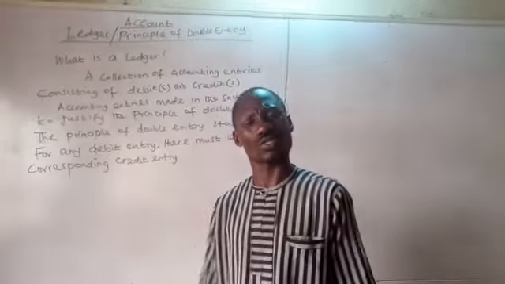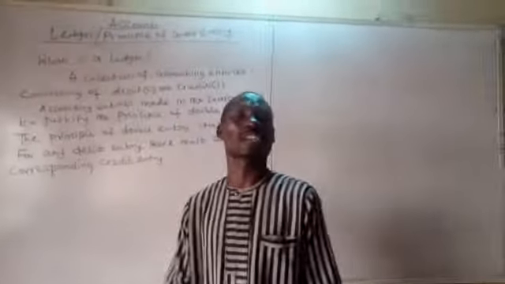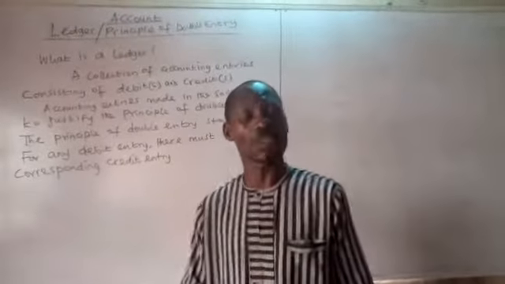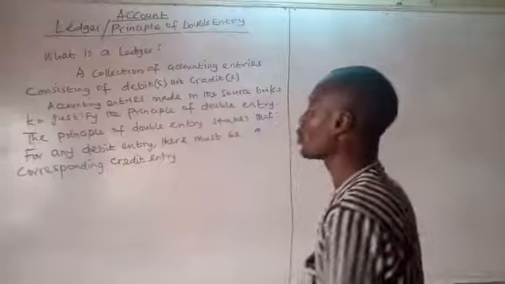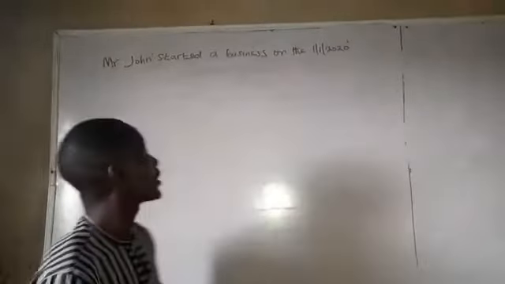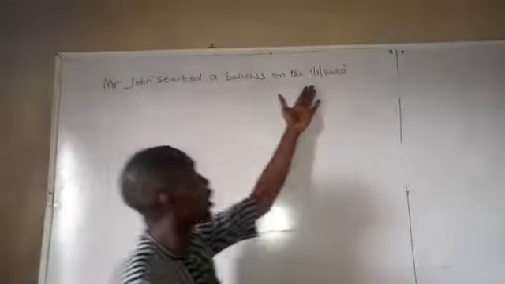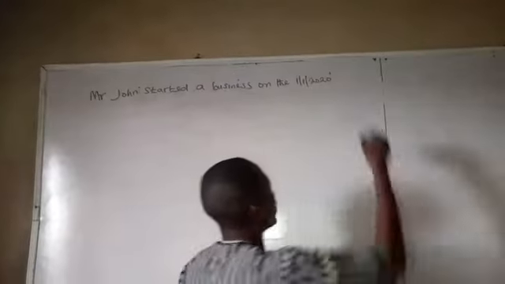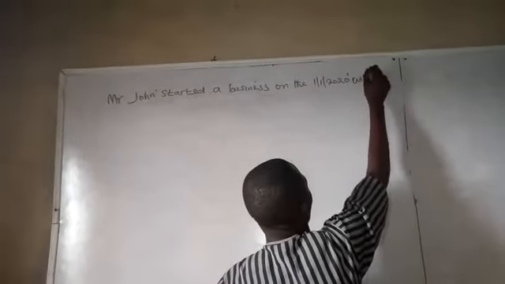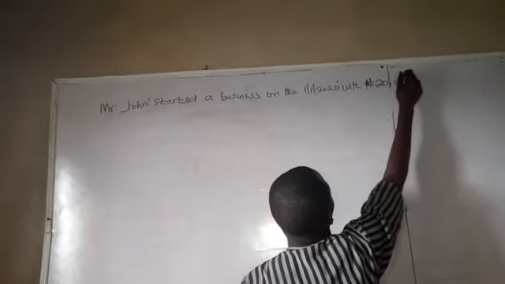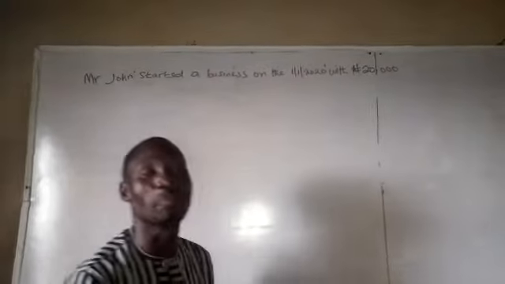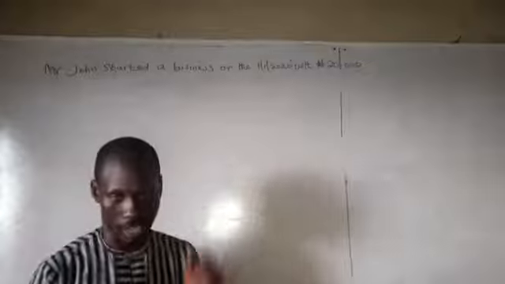Let's take some examples and apply this principle of double entry system. If you look at the whiteboard, Mr. John started business on the 1st of January 2020 with 20,000 naira cash. It is believed in accounting that any money used in starting a business is regarded as what? Capital.